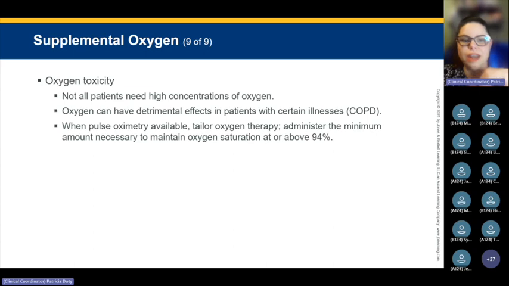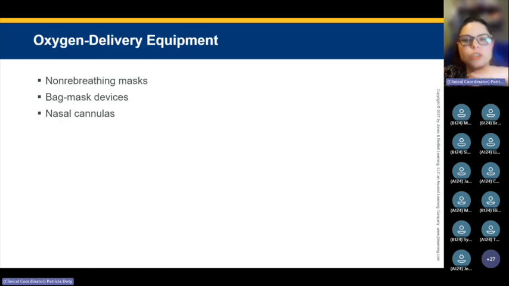Let's talk about oxygen toxicity. Not all patients need that high concentration of oxygen. Remember, we talked about them already, COPD patients. Oxygen can have a detrimental effect on these patients. When pulse oximetry is available, tailor your oxygen therapy. Administer the minimum amount necessary to maintain oxygen saturation at or above 94%. And in some of these people, they may only have like an 88%, and that is okay. You'll see that a lot in the field.